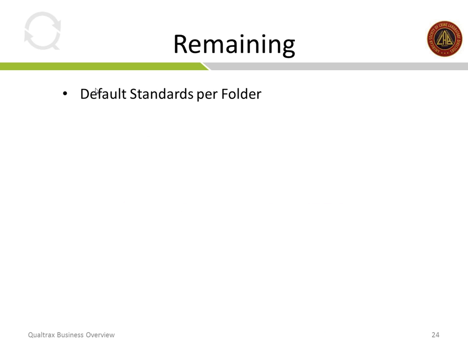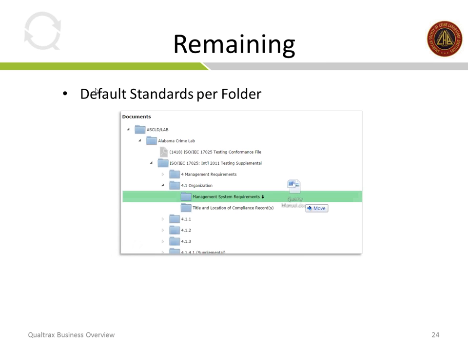Right now it is a manual step to apply a standard to a document, but you can set defaults per folder going forward. So as you drag and drop into one of those locations, it will know this document needs this particular standard applied to it.